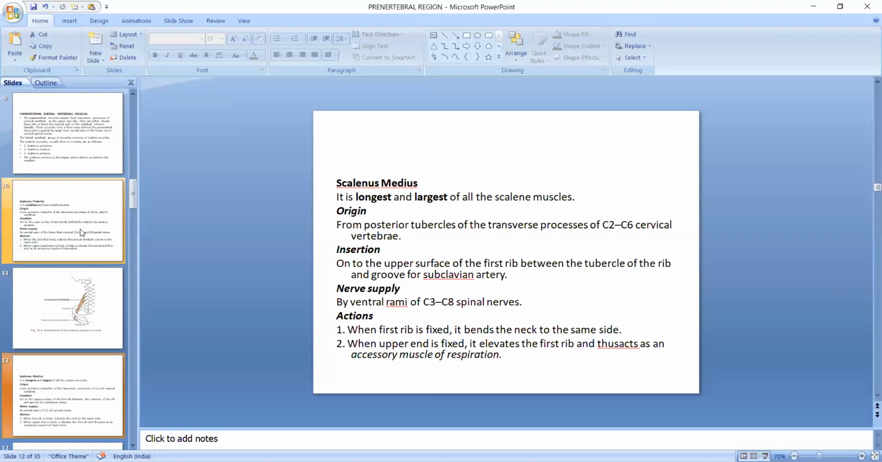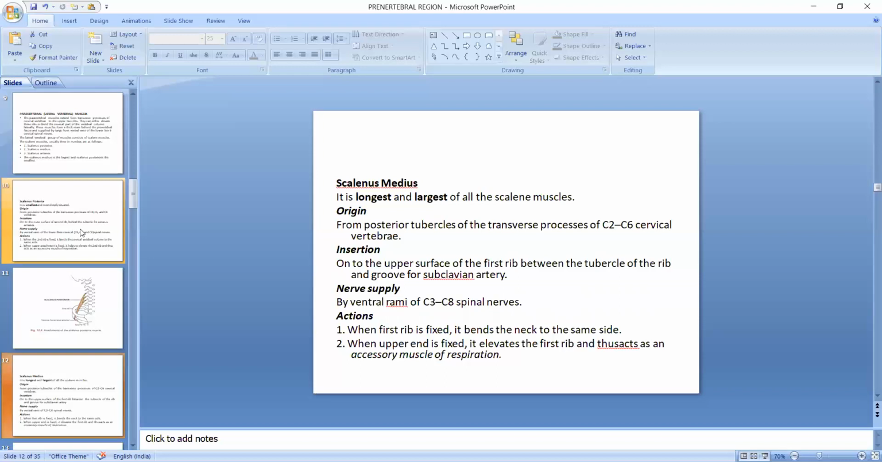Scalenus medius is the longest and largest of all the scalene muscles. Origin: from the posterior tubercles of the transverse processes of C2 to C6 cervical vertebrae. Insertion: on the upper surface of the first rib, between the tubercle of the rib and the groove for the subclavian artery. Nerve supply: ventral rami of C3 to C8 spinal nerves.